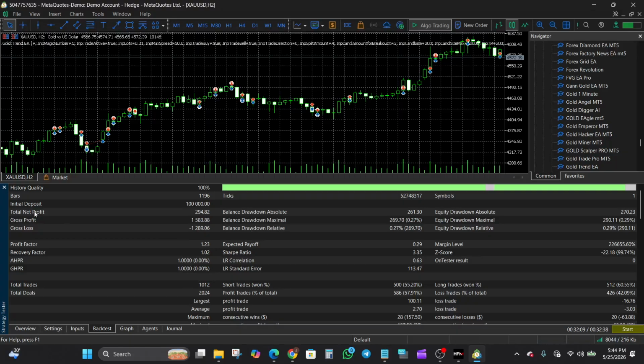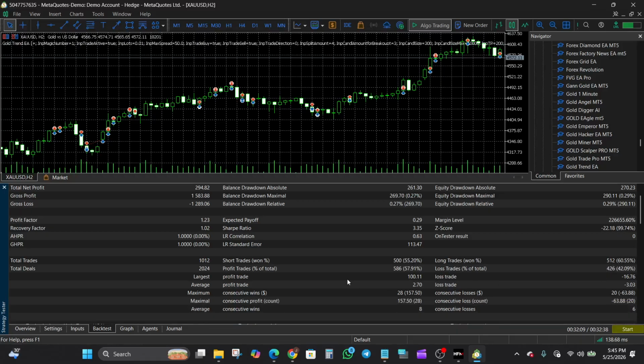We can see that from an initial deposit of 100,000, the total net profit was just 294.82 dollars, and we had total trades 1,012. The short trades were 500 with a 55% win rate, 55.2 to be precise. The long trades were 512 with 60.55% win rate. Now, for the largest profit, it's just $100.11, and the largest loss is just $16.76.